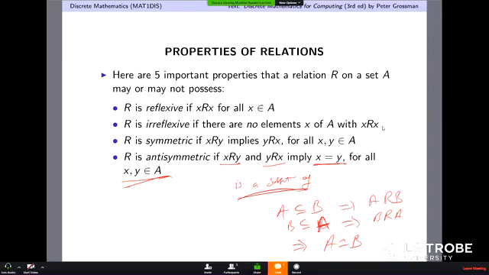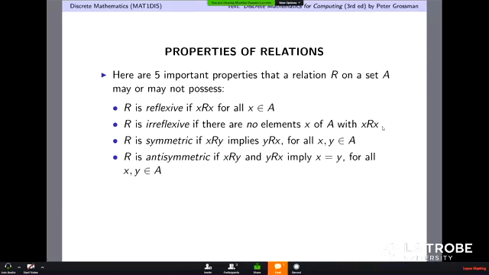Can you give me an example where x is related to y and y is related to x, but they are not equal? Symmetric? No, I'm saying not antisymmetric. Oh, it's not even symmetric. What is symmetric?